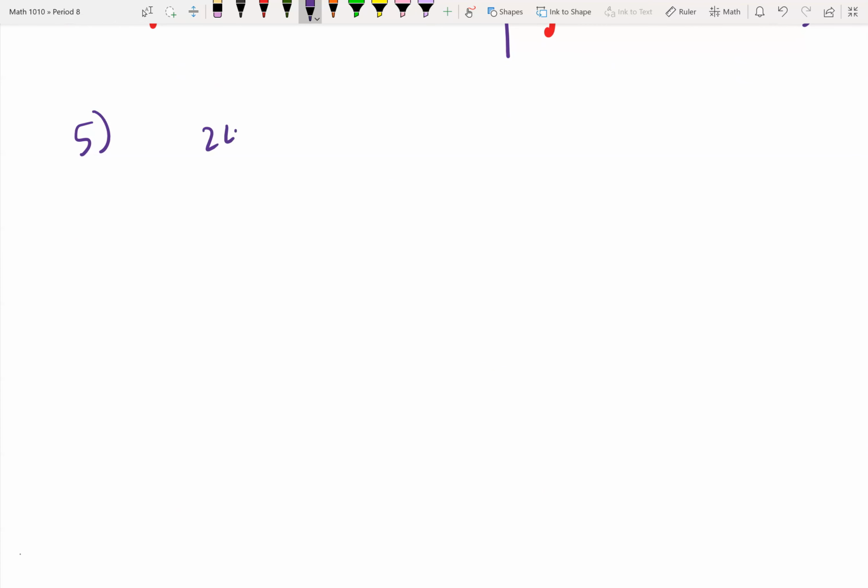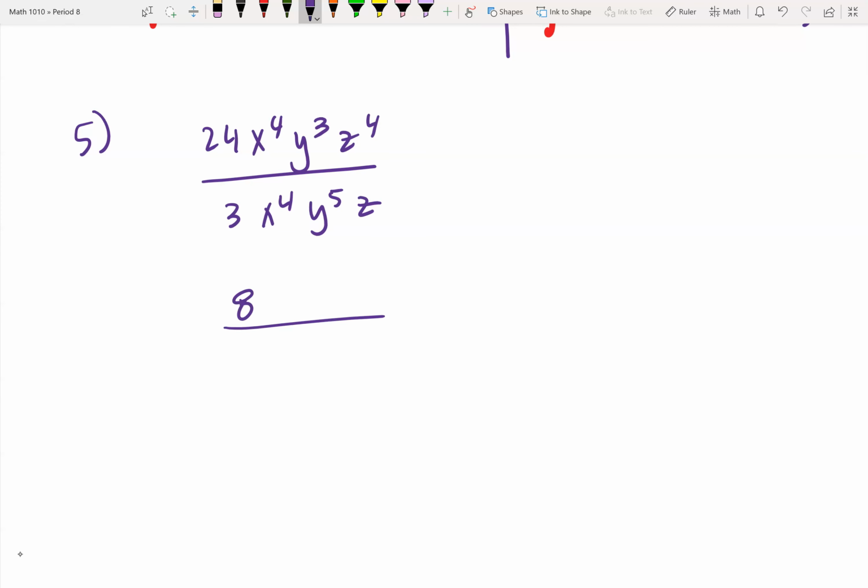simplify. Okay, so 24 over 3 reduces to an 8. 4x's over 4x's go away. 3y's on top and 5 on bottom. You have 2 on the bottom left over. And then z's, you have more on the top. How many more? 3 more.